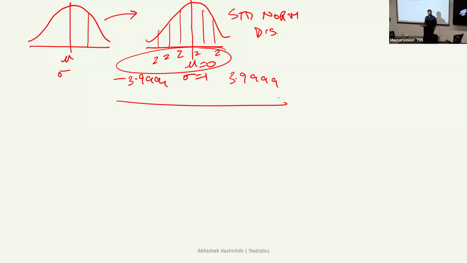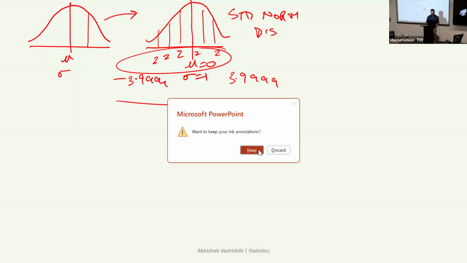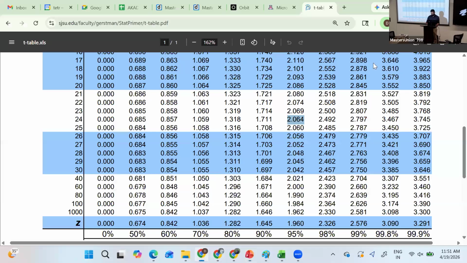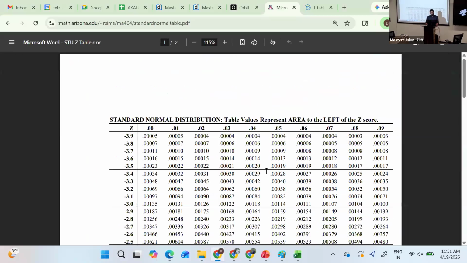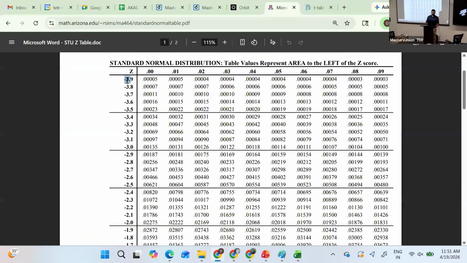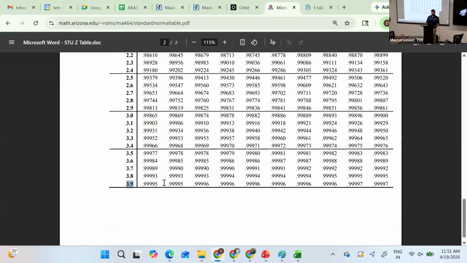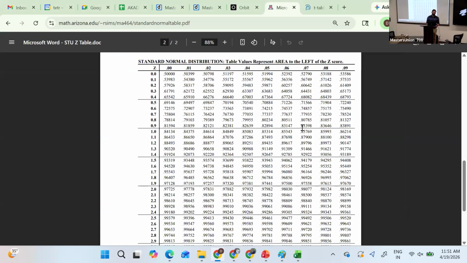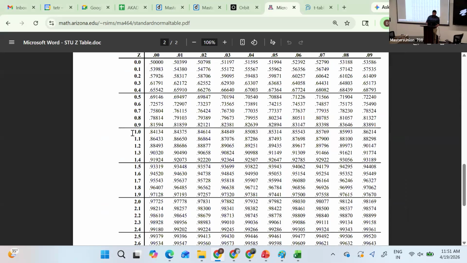I am going a little fast because we have already done this. For your reference, I will show you how the z table looks. This is what the z table looks like. It starts from almost negative 3.99 and goes up to positive 3.99. These are the values that you have. Let's say I want to find the probability at z equals 1. I will go and see where z equals 1. So the probability is 0.84134.